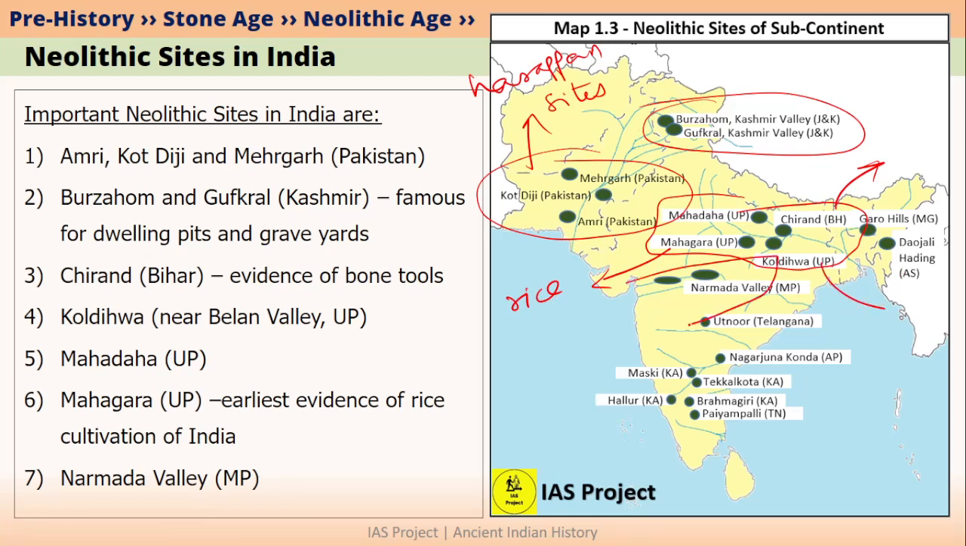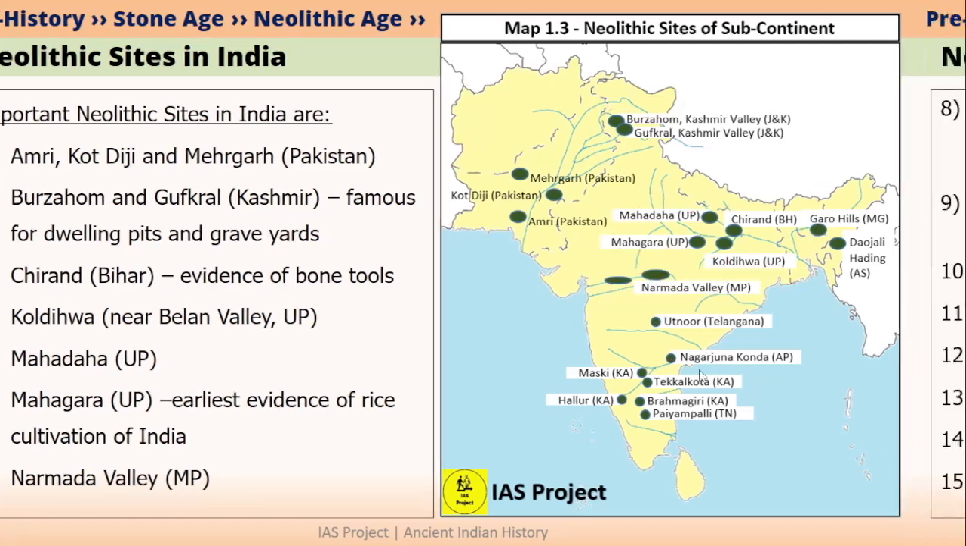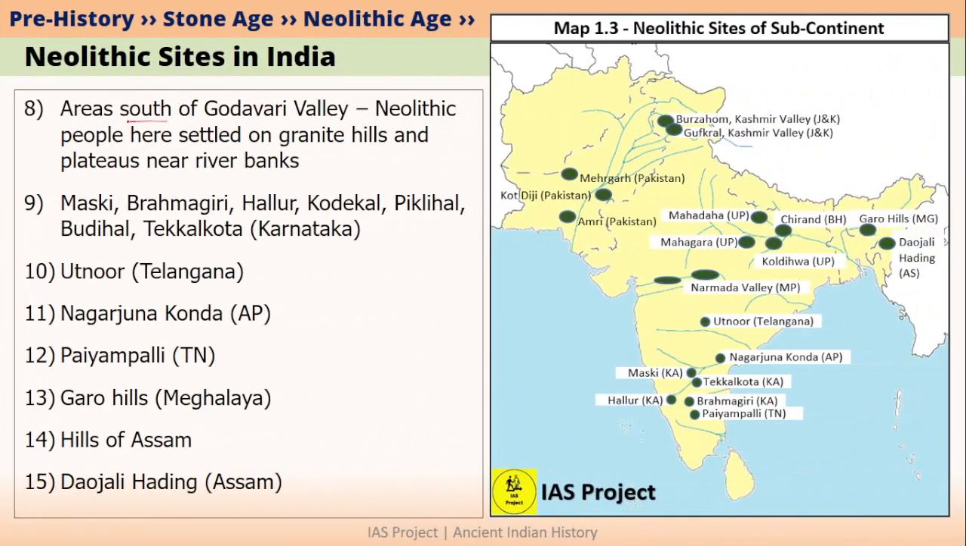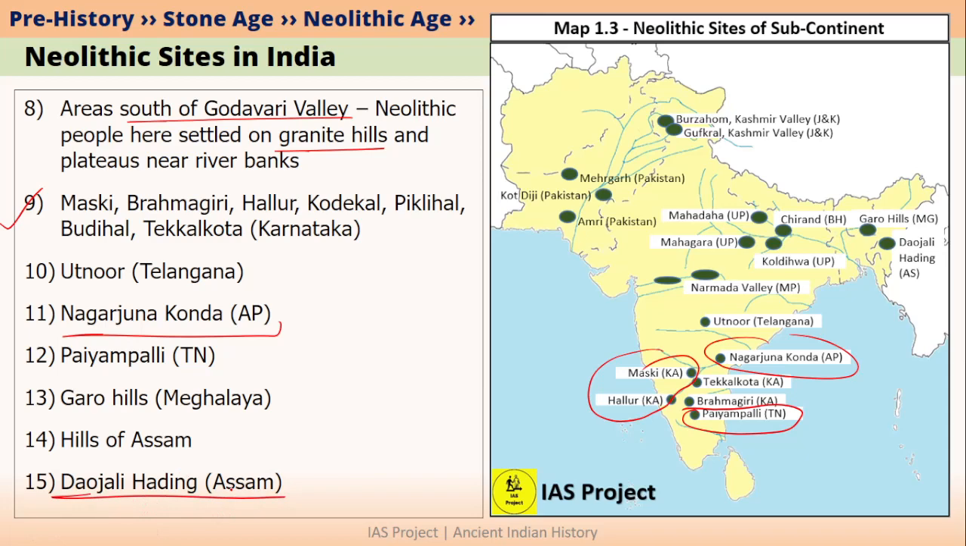Neolithic sites are relatively very few in this region, that is in Madhya Pradesh and Upper Deccan region. But in South India, we have many Neolithic sites. In South India, mainly the area south of Godavari Valley, here the people settled on granite hills. In Karnataka, we find many Neolithic sites. Nagarjuna Konda in Andhra Pradesh is very important. Other than this, Payampalli as well as Maski and Hallur are very important. If we talk about Northeast India, Daujeli Heding is important in Assam. We also have Neolithic sites in Garo Hills and Assam Hills.